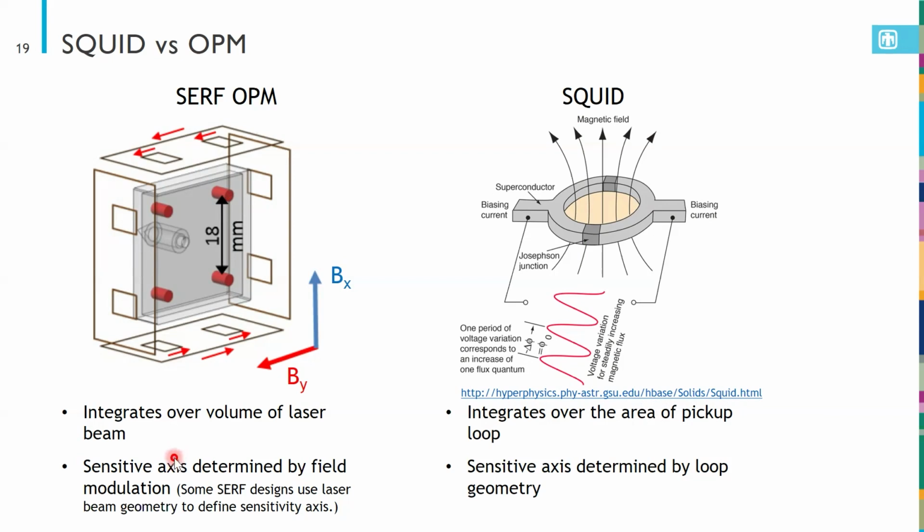And then how is the sensitive axis determined? In the surf OPM, it's often determined by the direction of a modulated magnetic field. So here I'm showing, say, if you apply a modulated field in the x direction, you measure the magnetic field in the x direction. And if you apply a modulated field in the y direction, you measure that magnetic field in that direction. It turns out also you can set things up so you put on a circulating magnetic field. So then with a surf OPM, you can measure 2 components of the magnetic field. And then for the squid, the sensitive axis is determined by the orientation of the loop. So you're measuring the magnetic field that's perpendicular to the area enclosed by the loop of the squid magnetometer.